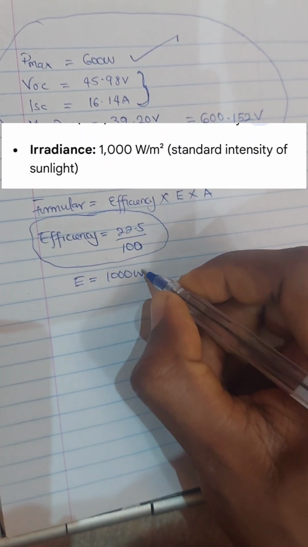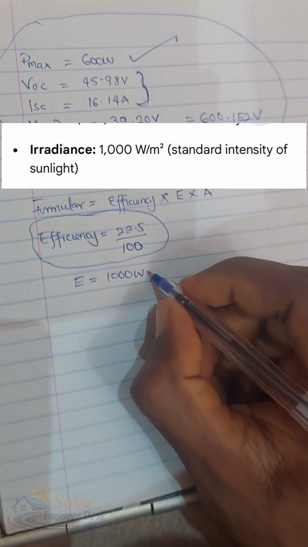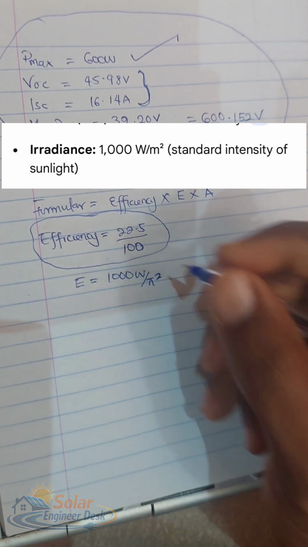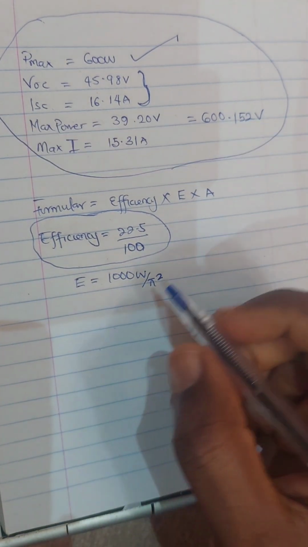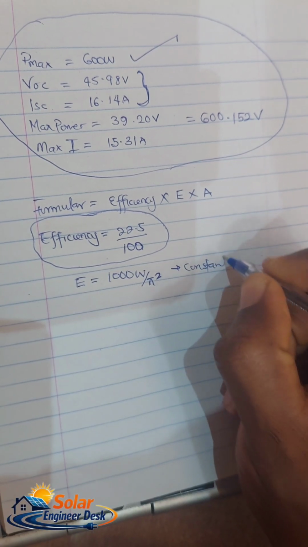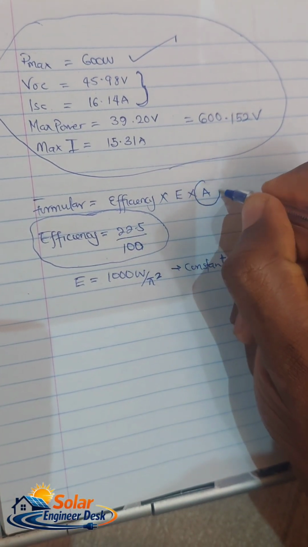Then we have our E to be 1000 watts, I think, over meter square or something like this. This is also constant. So all we are going to be using is our A.